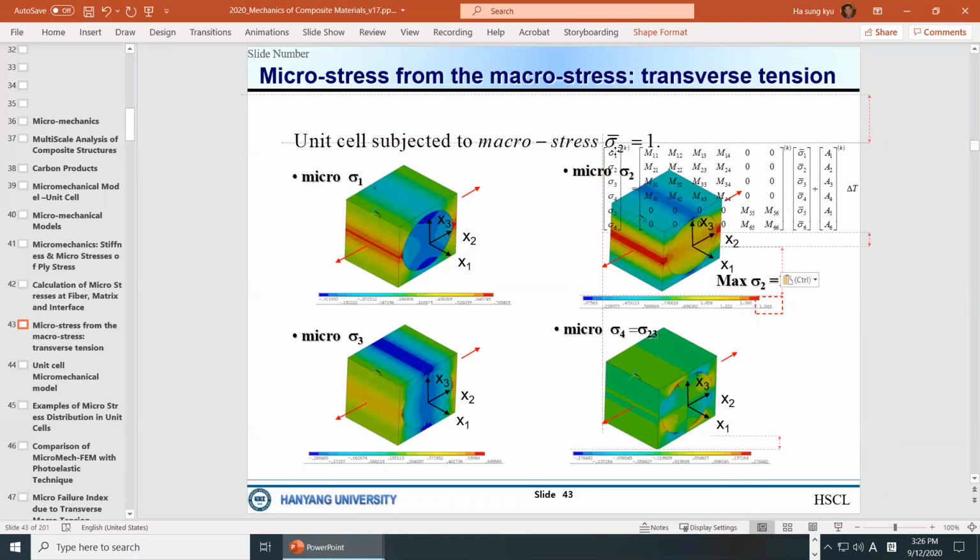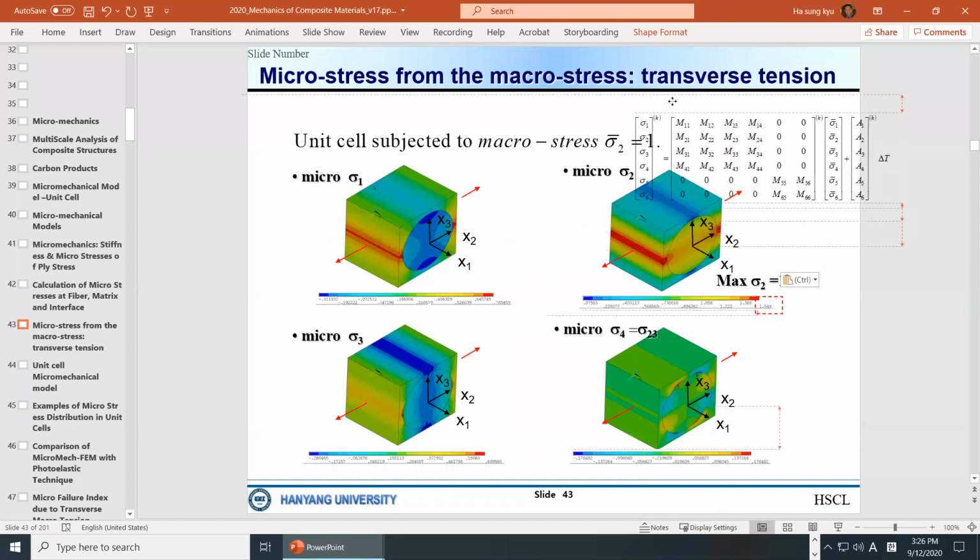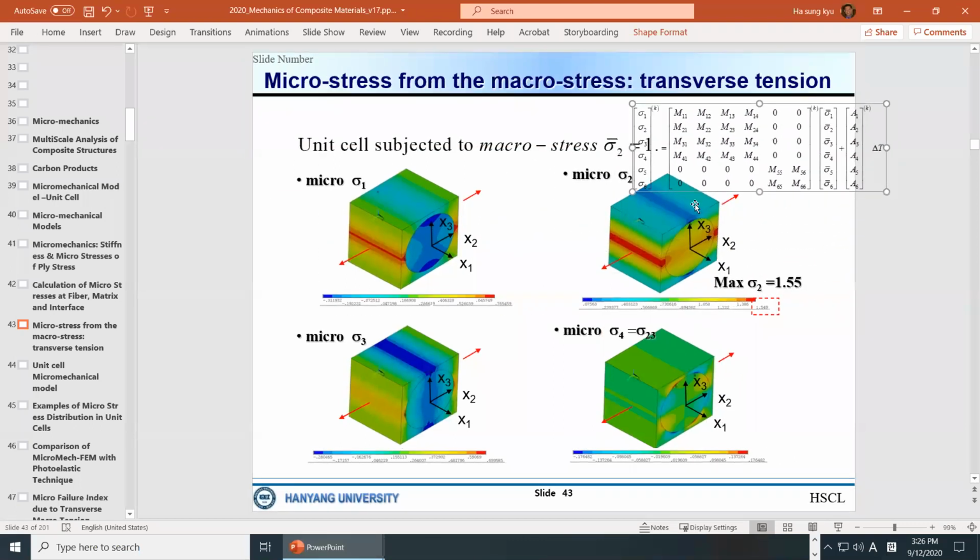As you can see, we are applying the sigma 2. This is an important concept to understand micromechanics. We are applying this sigma 2 only. We don't apply this one. We apply only sigma 2 bar. And then the stresses at a certain point, the stress component we will have, will be just this multiplied by these terms.